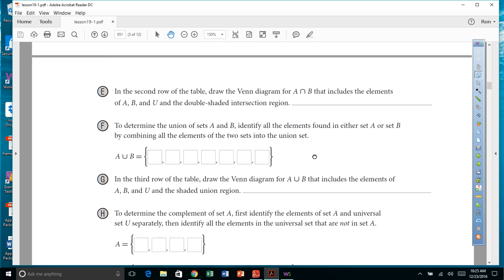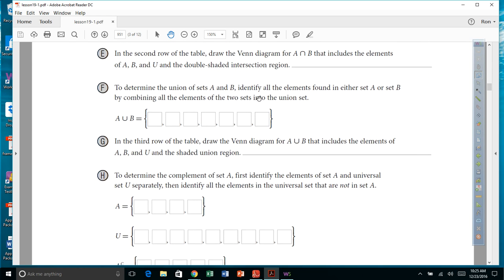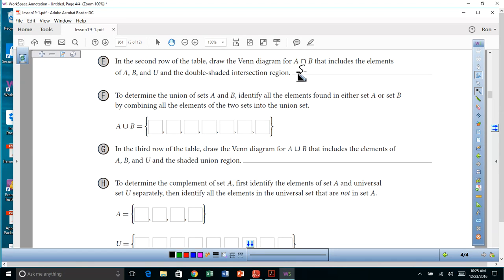And let's look at E. In the second row of the table, draw the Venn. So we'll just say C table. All right. To determine the union of sets A and B, identify all of the elements found in either set A or set B by combining all the elements of the two sets into the union set.